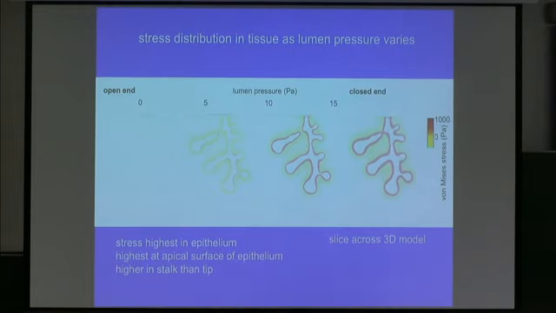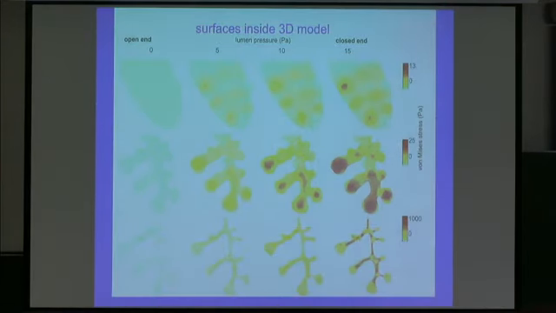Okay. So if the end is open, we are not seeing any gradients in stress. But as we increase the pressure, we're seeing essentially the same thing, that the highest pressures are in the inner tissue. And it's not really suggesting that there's anything special going on at the tips. So maybe we ought to look at specific surfaces within that 3D geometry, which really are not showing up. Well, we can see it. You can see some green, a little green.